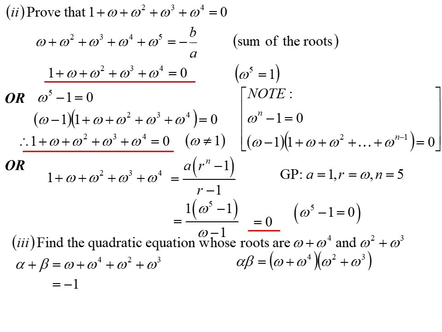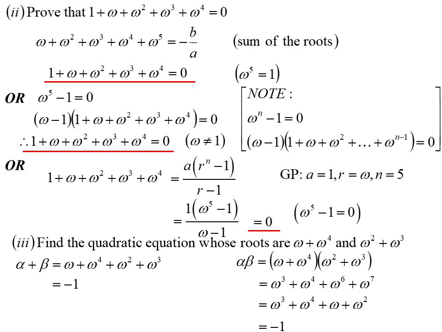Let's have a look at the product of the roots. Omega plus omega to the power of 4 times omega squared plus omega cubed. Expand it all out and we get this. But I know omega to the power of 5 is equal to 1. Therefore, I could rewrite this. Omega to the power of 6 would be the same as omega. So I've divided by omega to the power of 5, which is 1.